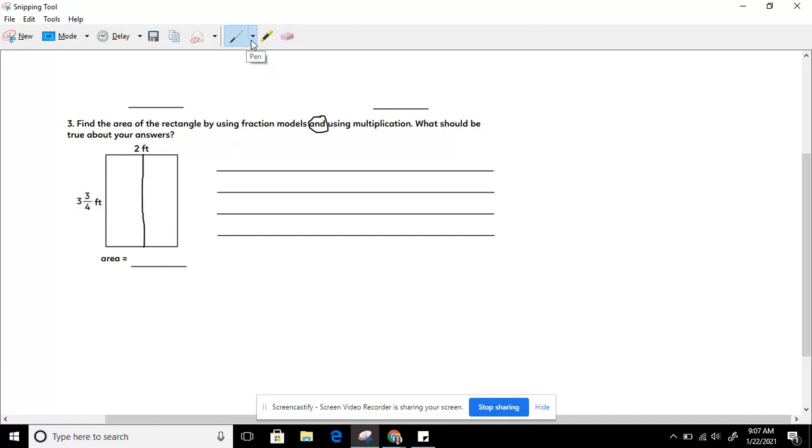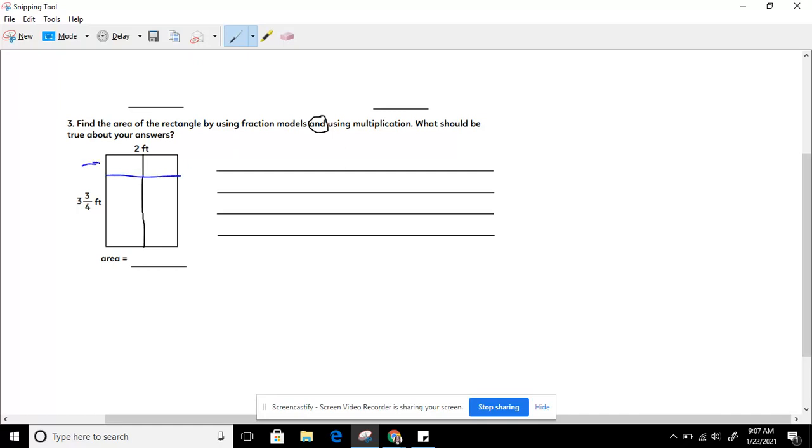Okay, and now I'm going to represent 3 3/4 going across. So 3 3/4, we're going to have 3 pieces going down, but we're going to need a 4th piece to represent that 3/4. So I'll show you what I mean by that.